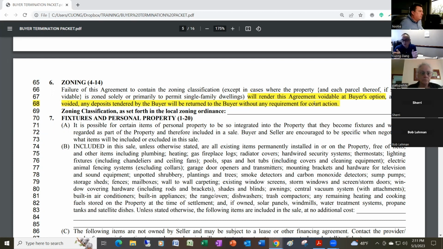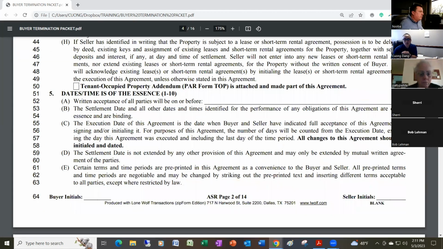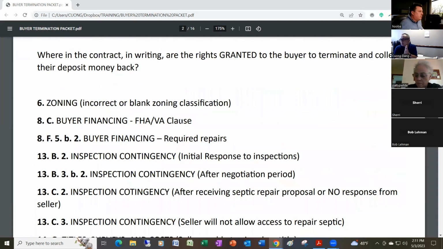Okay, so that's one spot. Let's go back up here. 8C, buyer financing, the FHA clause. We all know about that, right? How about it, Matt? The FHA VA clause? Good? Yeah, basically stating that if the house doesn't appraise, the buyer doesn't have to buy the property and they get their deposit money back.